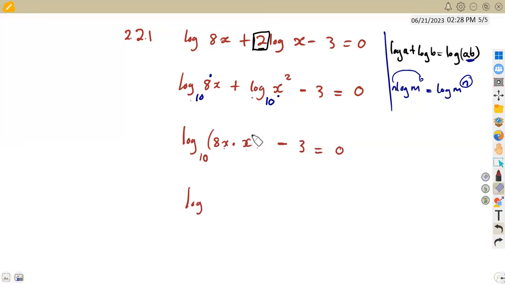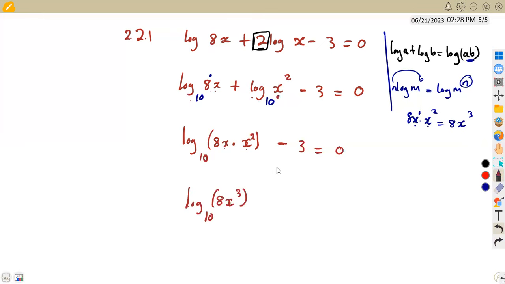Someone might be wondering what's happened. This is a 2. That's 8x times x squared. Now we can multiply 8x by x squared. Here we can add the exponents, since the bases are the same. That's 8x to the exponent of 3. So if you combine this, we are going to obtain log 8x to the exponent of 3 in the base of 10.